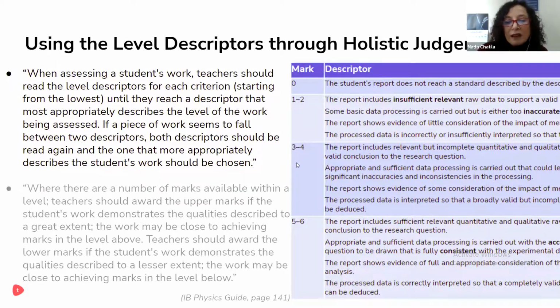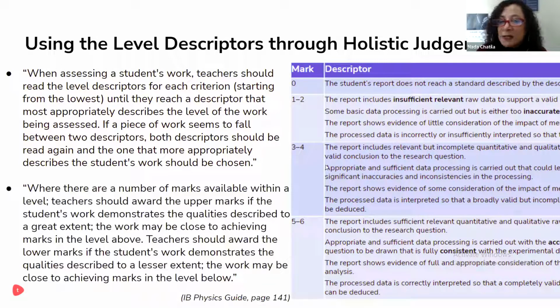Now, for the levels where we have 2 marks, teachers should award the lower mark if the work of the student demonstrates the qualities of the descriptors to a lesser extent. In that case, they are closer to achieving the lower band rather than the higher one. Vice versa, we should award the higher mark only if the student's work demonstrates the qualities described to a higher or greater extent, and they are closer to the upper mark band or upper level.